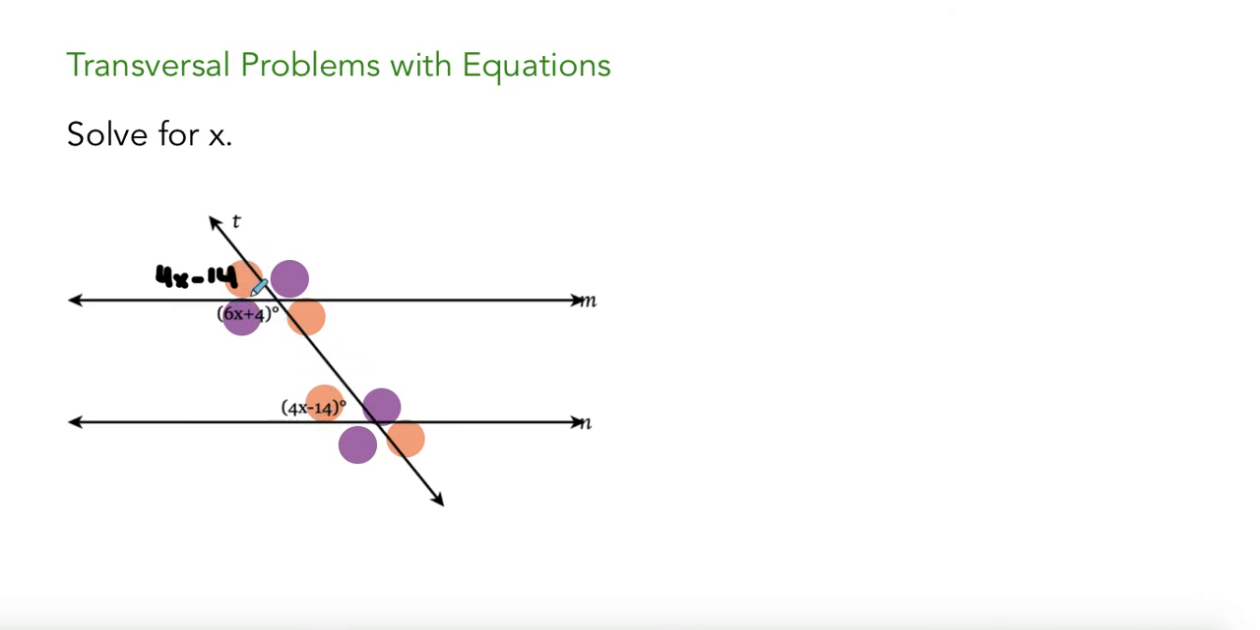So now I have two angles that are side by side that form a straight line. I see that I'm working with supplementary angles. I'm going to use what I know about supplementary angles to form my equation. 4x minus 14 plus 6x plus 4 is going to equal 180 degrees. These two angles form a straight line, so they are my supplementary angles.